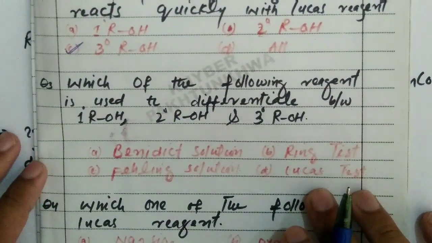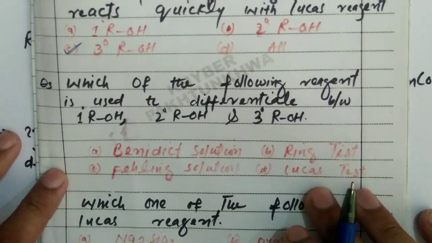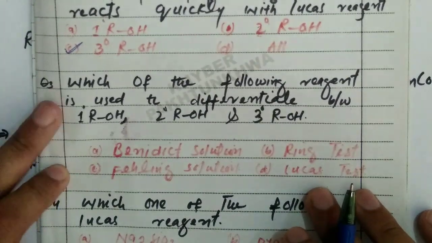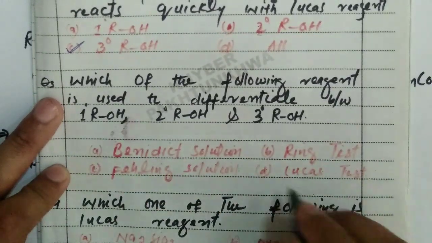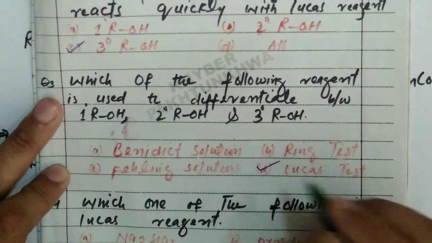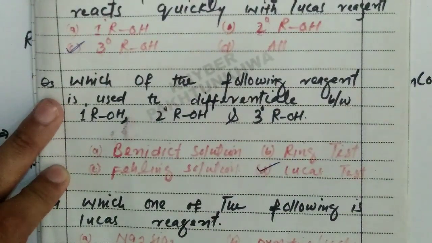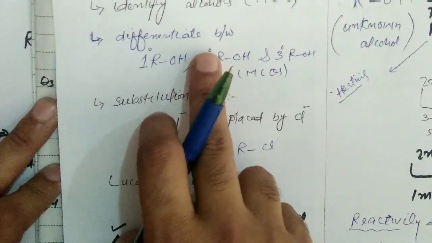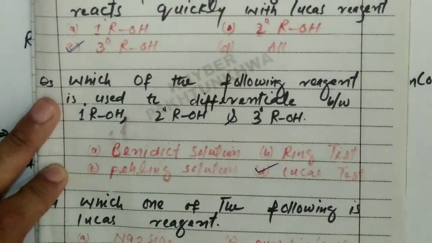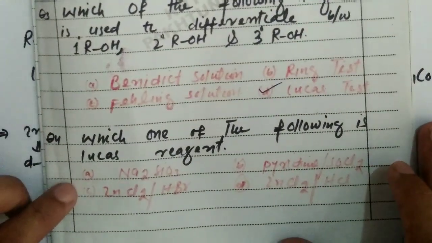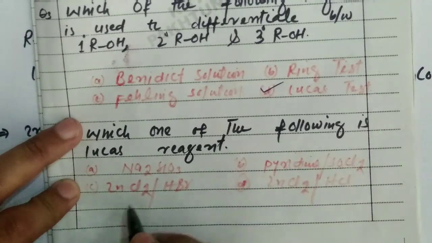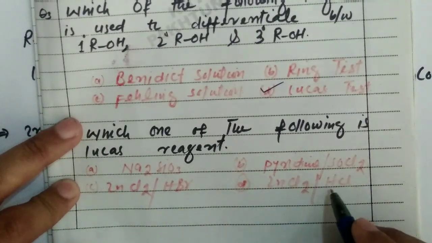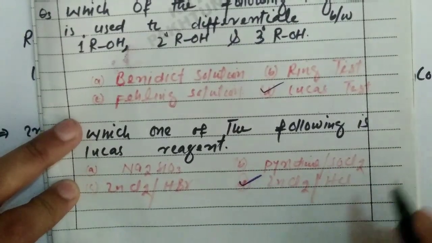MCQs number third. Which one of the following reagent is used to differentiate between primary, secondary and tertiary alcohol? Benedict solution, ring test, Fehling solution, and Lewis test. So Lewis test is used to differentiate between alcohols, क्योंकि मैंने पहले आपको बताया था कि Lewis reagent is used to differentiate between alcohol. MCQ number 4. Which one of the following is Lewis reagent? Na2SiO3, pyridine SOCl2, ZnCl2 HBr, ZnCl2 and HCl. So ZnCl2 and HCl is the correct option.